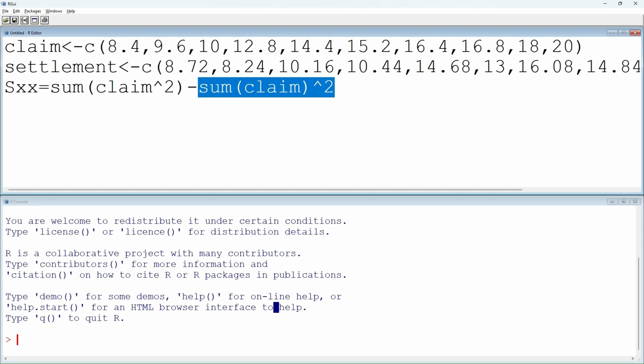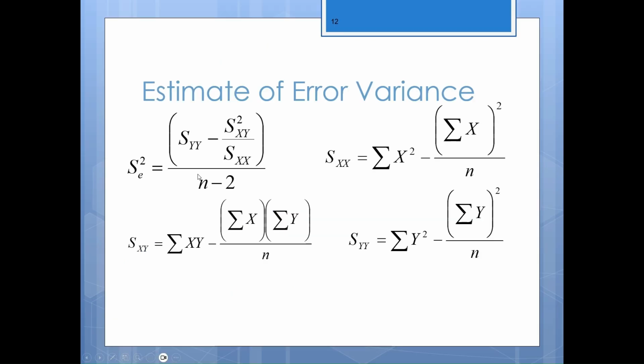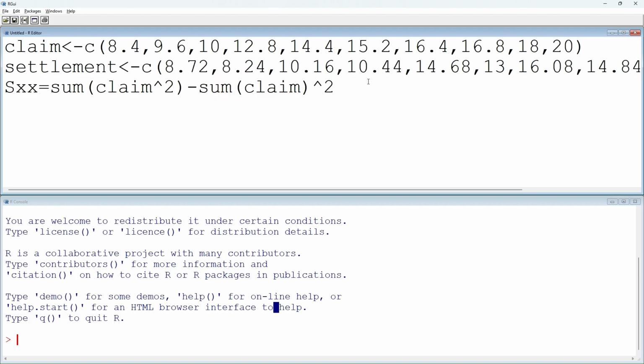You remember sum of x squared minus the sum of x, all squared, over n. Let me just go back to this slide. So I'll need to divide by n. And how do I get to divide by n? I will come here, I will divide by the length of what? Length of claim minus 2. So we are dividing by the length of claim minus 2 as you are seeing.